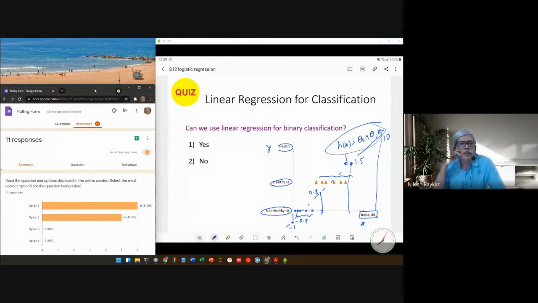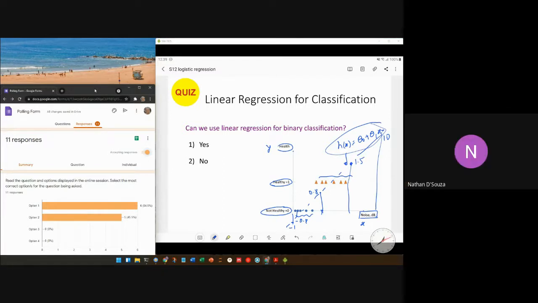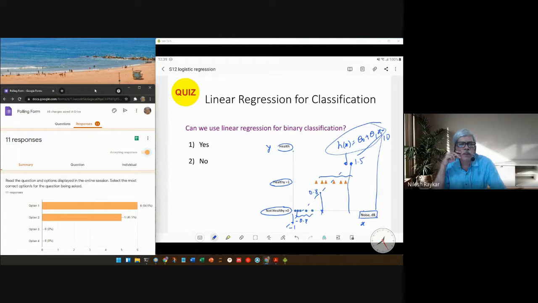Anybody think it can be used with some logic? We could use it if we predict above a certain value, then we put it as 0 or 1, and below that it is the opposite. So what Nathan says is that you can decide some demarcation. The logical demarcation will be 0.5. All values below 0.5 are not healthy, or 0, and all values above that are healthy.